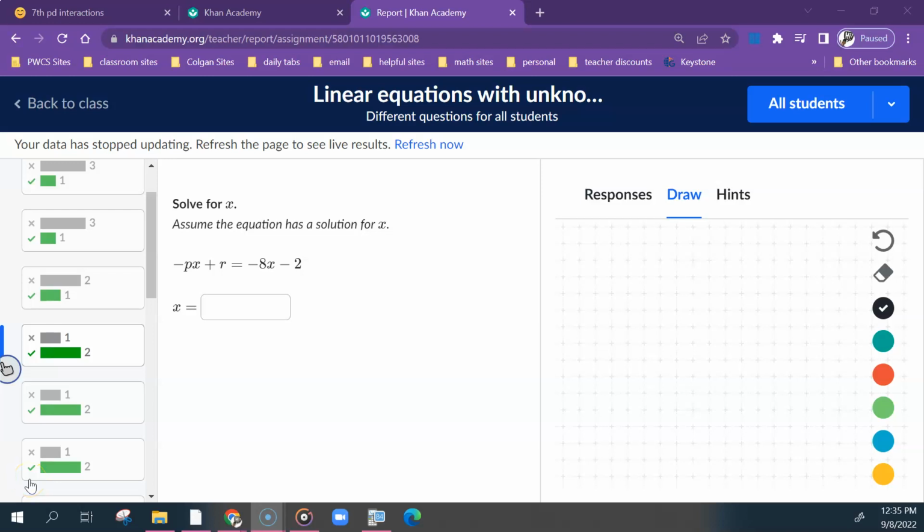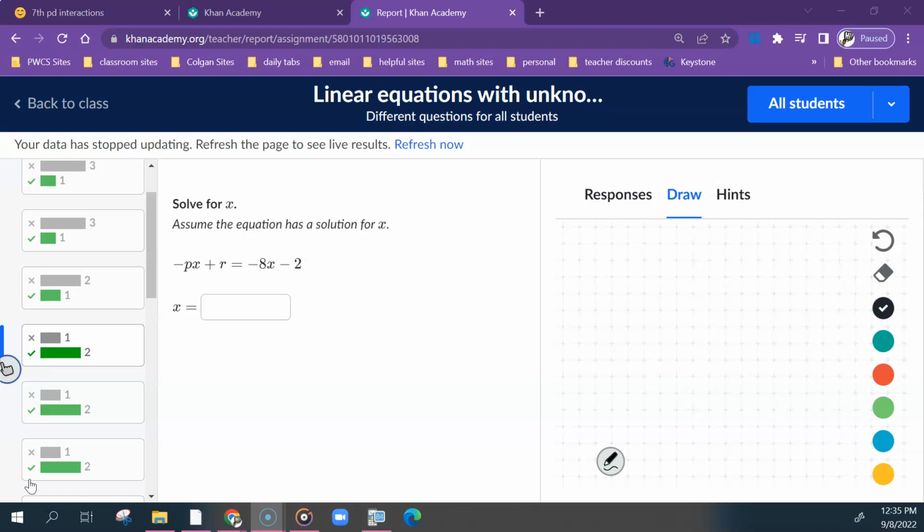Some of these are harder than the ones we've been doing in class, so I just want to show you a couple of examples. If you get something like this, where you have no parentheses, the goal is going to be the same. You need to get x by itself, but you have x's on both sides, or you might have them on the same side, it depends.